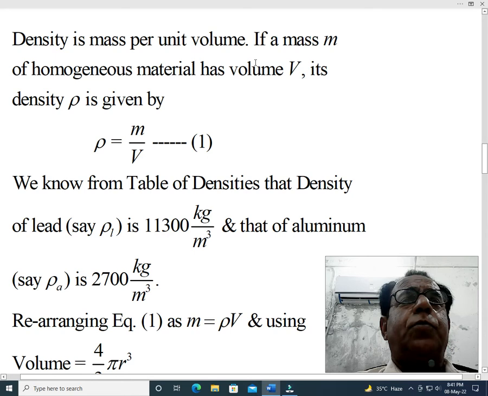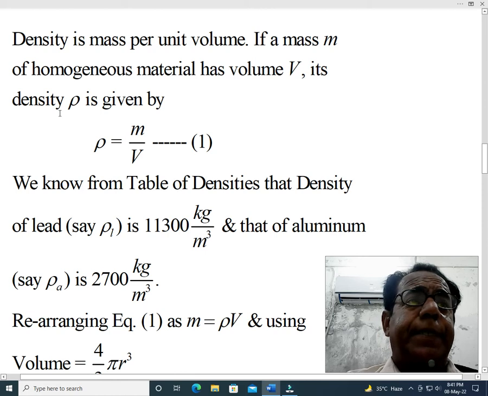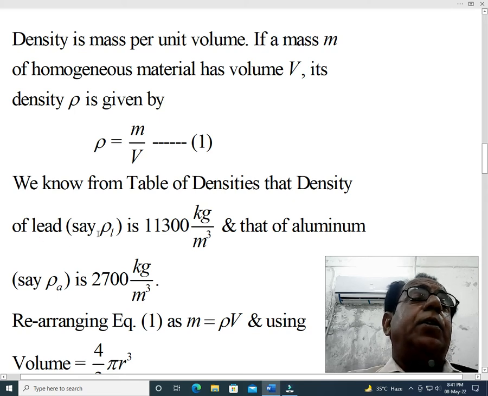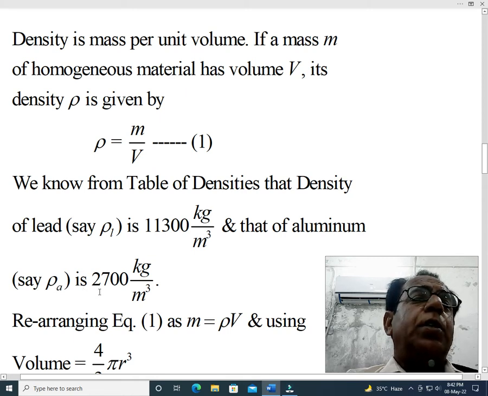Density is mass per unit volume. If a mass m of homogeneous material has volume V, its density rho is given by rho is equal to m over V. Equation 1. We know from the table of densities that the density of lead, say rho L, where L is written as a subscript of rho, is 11,300 kg per meter cube. And that of aluminum, say rho A, where A is written as a subscript of rho, is 2700 kilogram per meter cube.